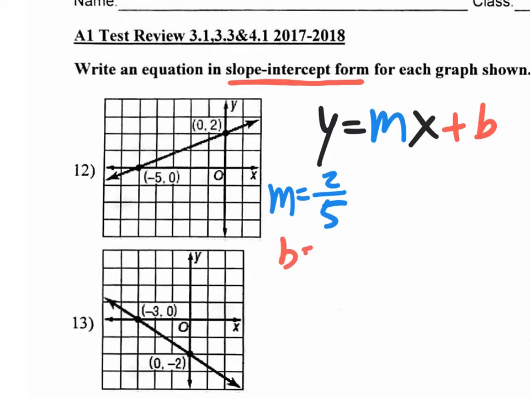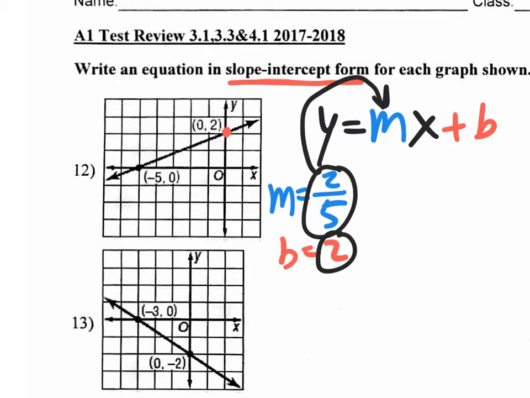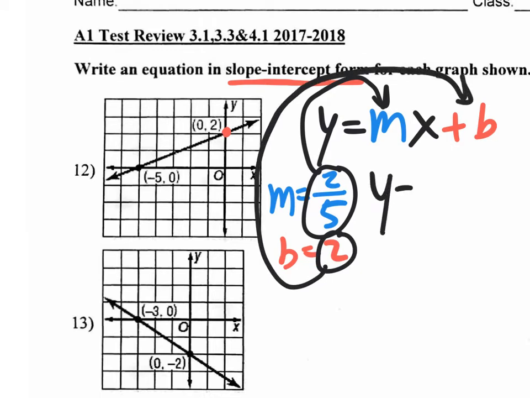The other one is even easier than slope. My b value is simply where it crosses my y-axis. The b value is the y-intercept. So where does it cross my y-axis? It crosses at 2. So the b value is 2. Now we can write our slope-intercept form equation by simply putting the 2/5 right here in this position and taking the b value of 2 and putting it right there. So what's my final answer? The equation y equals 2/5 x plus 2. And that's it. We're done. That's number 12. So all of these are super easy.